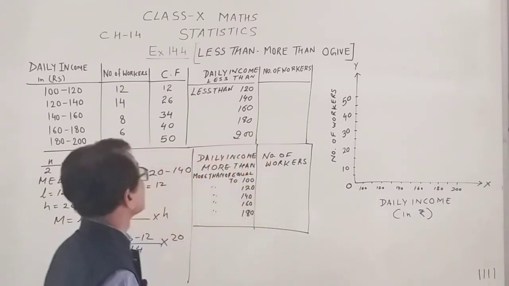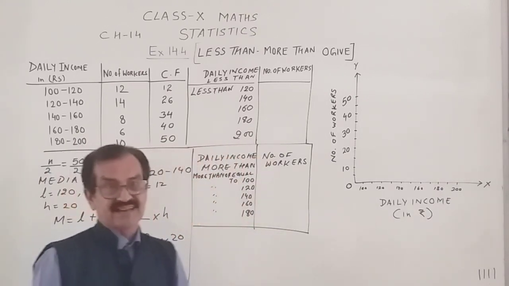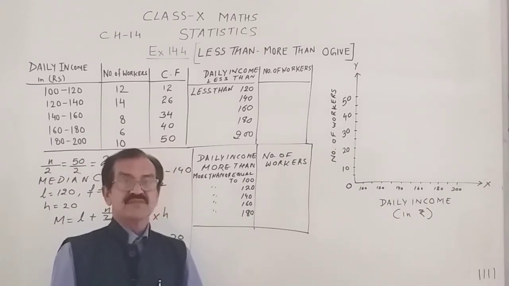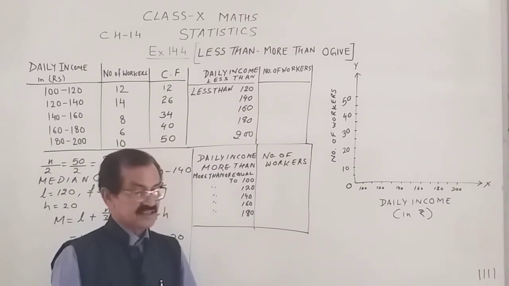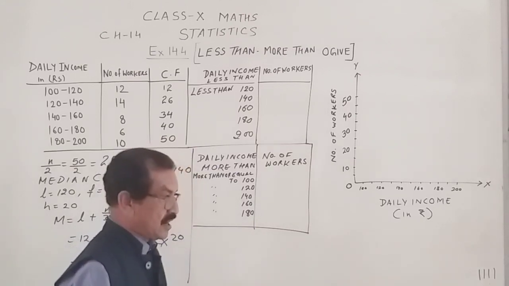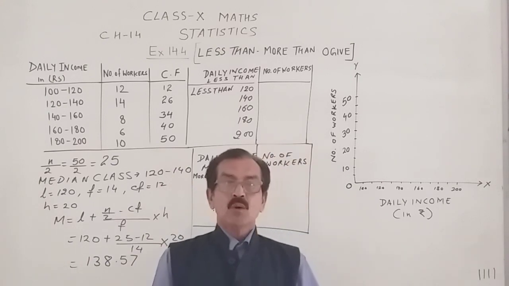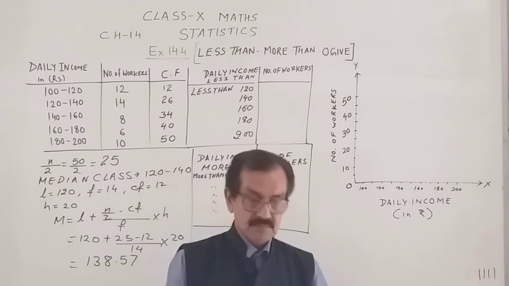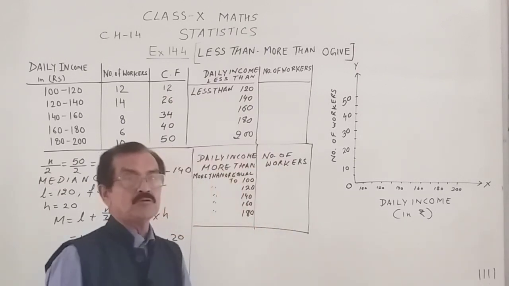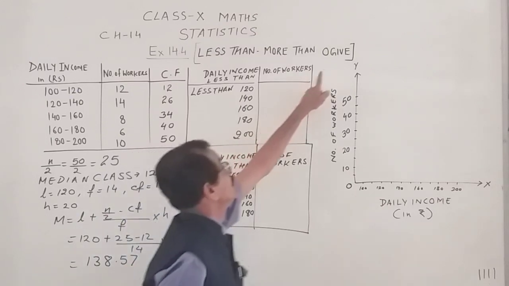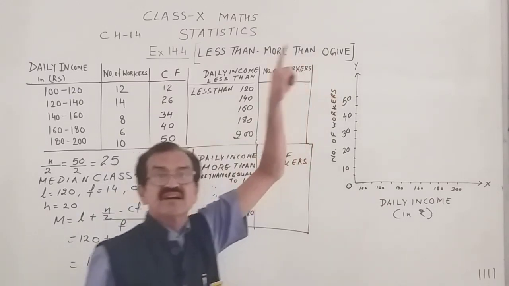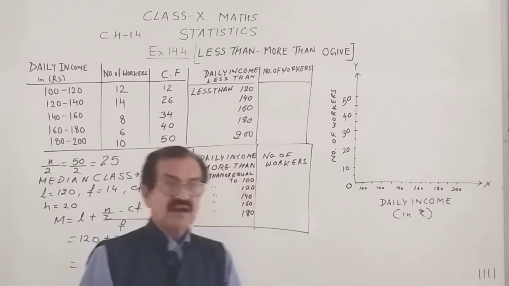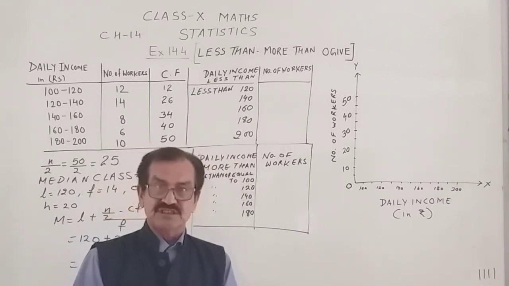Once again, class 10th, chapter 14, statistics. We are on to the last exercise, that is the graphical representation of data. Now, from the graph, we can calculate only one measure of central tendency, that is the median. Now, how to calculate the median, how to draw the ogive. Ogive is the graphical representation of this data. We have two types of ogive, a less than ogive and a more than ogive.